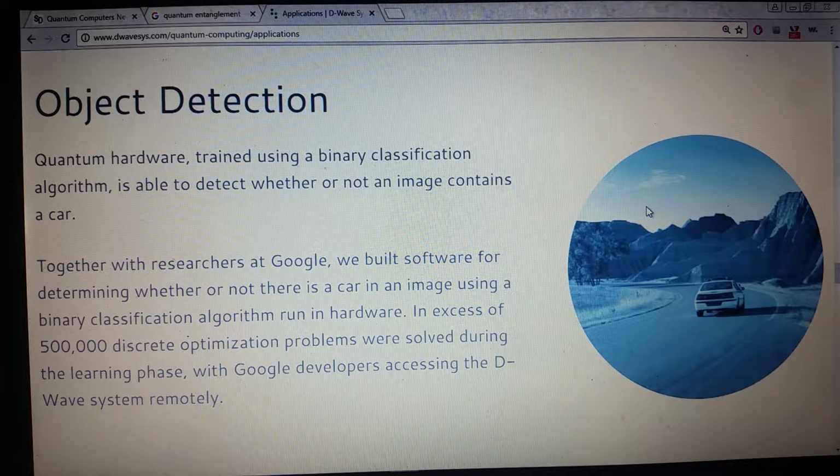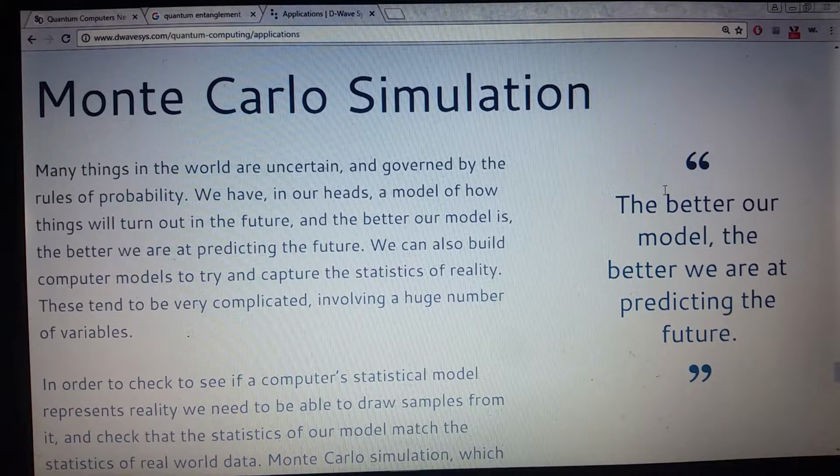Object detection. Quantum hardware trained using a binary classification algorithm is able to detect whether or not an image contains a car. Together with researchers at Google, we built software for determining whether or not there is a car in an image using a binary classification algorithm run in hardware. In excess of 500,000 discrete optimization problems were solved during the learning phase, with Google developers accessing the D-Wave system remotely. Now this I found really interesting, the Monte Carlo simulation.